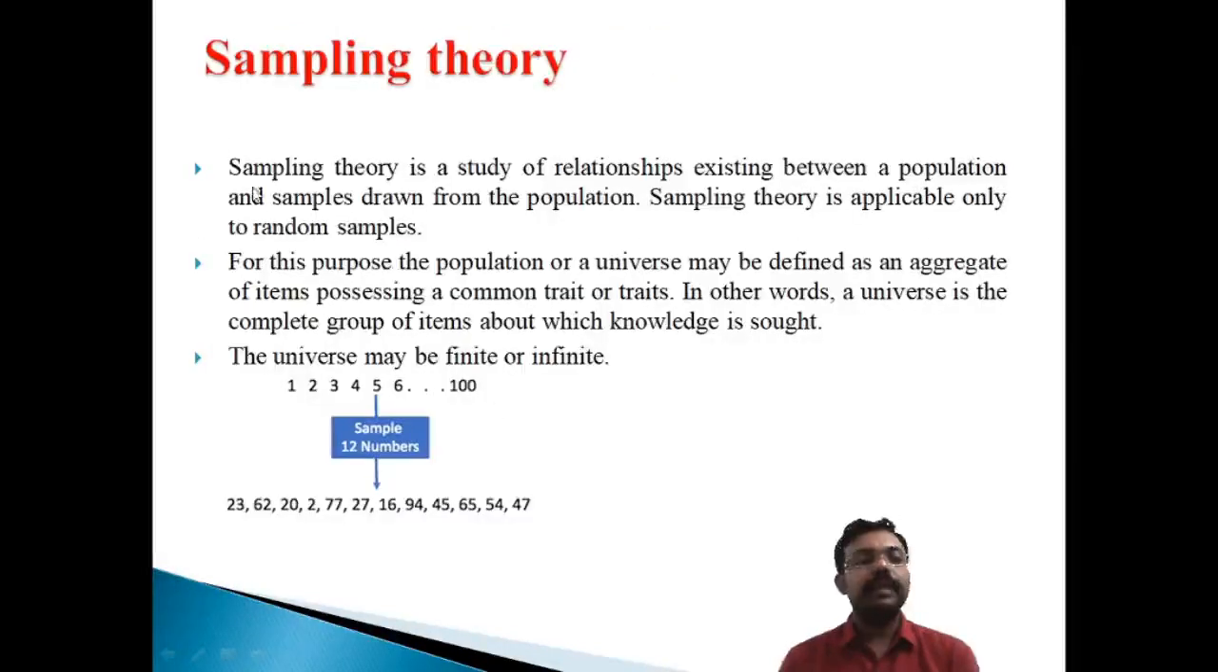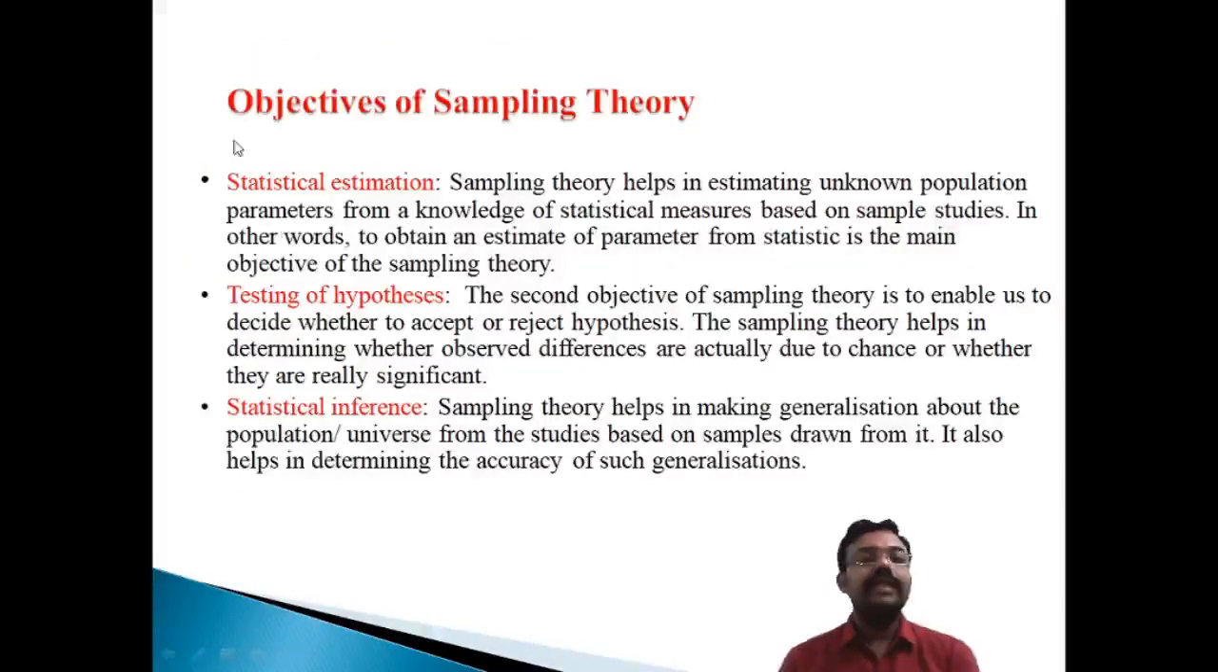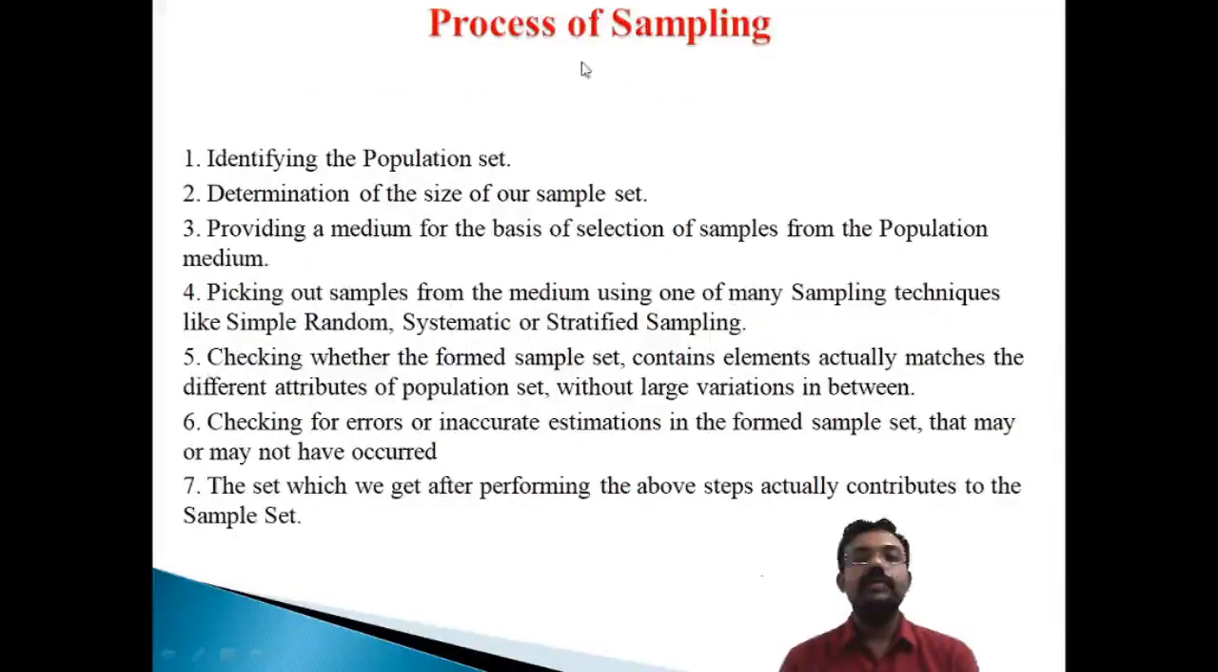What do you mean by sampling theory? It is the process of selecting the sample, and that is known as sampling theory. These are the objectives of sampling theory: statistical estimation, testing of the hypothesis, and statistical inference. And these are the processes of sampling: selection of the population, determining the size, providing the medium, deciding the method, checking the sample frame, checking the errors, and ensuring these contribute to the sample set.